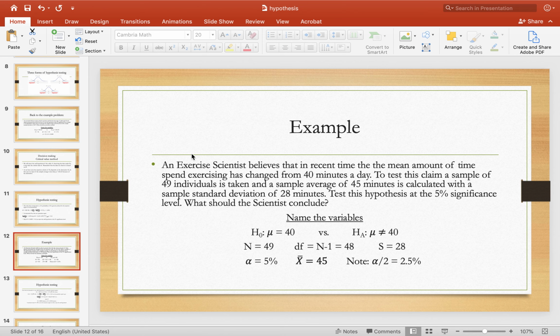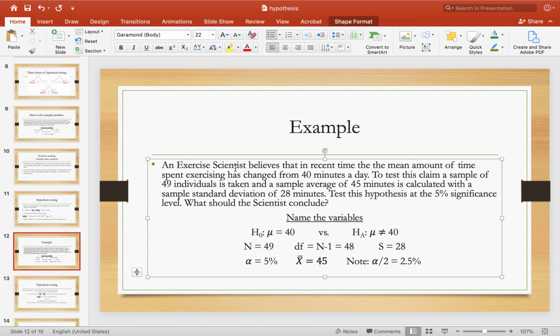Let's do another example. In this example, an exercise scientist believes that in recent times, the mean amount of time spent exercising has changed from 40 minutes a day. It doesn't say how it's changed. So right now, the status quo, what's believed about the mean amount of time, is that it's 40 minutes. That's our null hypothesis. The exercise scientist believes it's changed, but doesn't know how the mean amount of time exercising has changed. So that's why we get the 40.